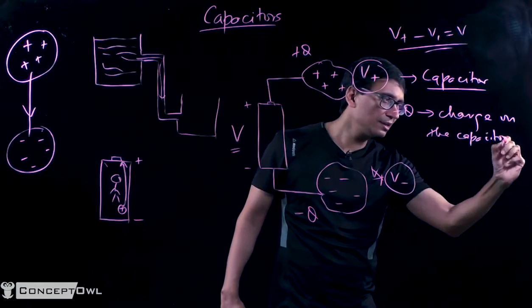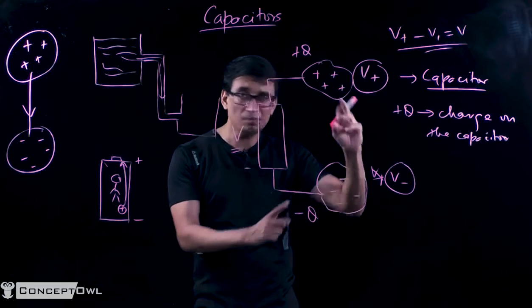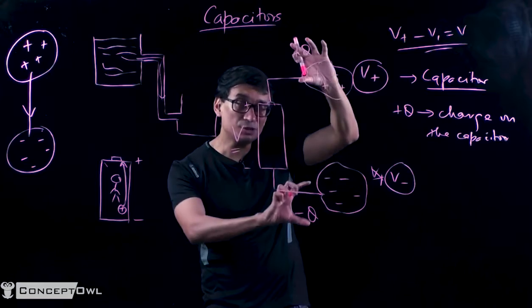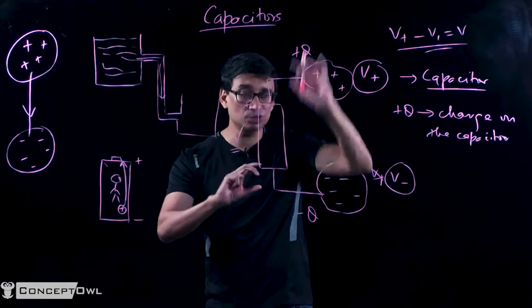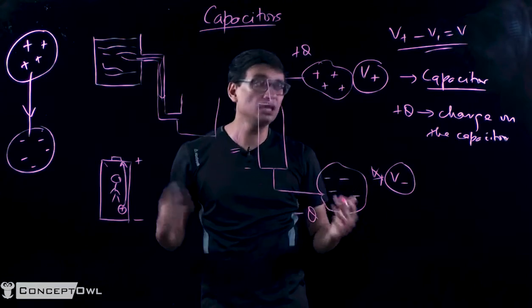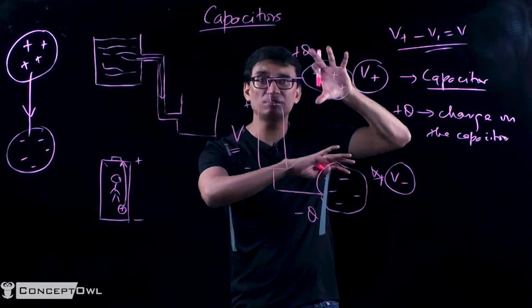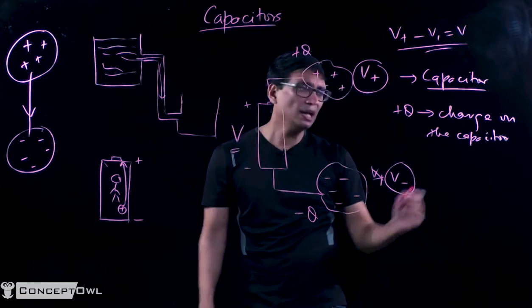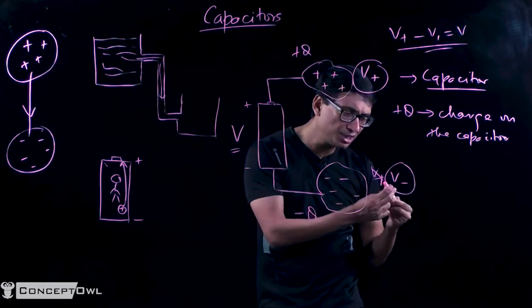Okay? So that is number one. Second, remember, plus Q and minus Q total, that is not the charge. Plus Q and minus Q total would be zero, right? We are saying only the charge. We take one of them. We'll say this is the charge on the capacitor, and we'll say the potential, right?